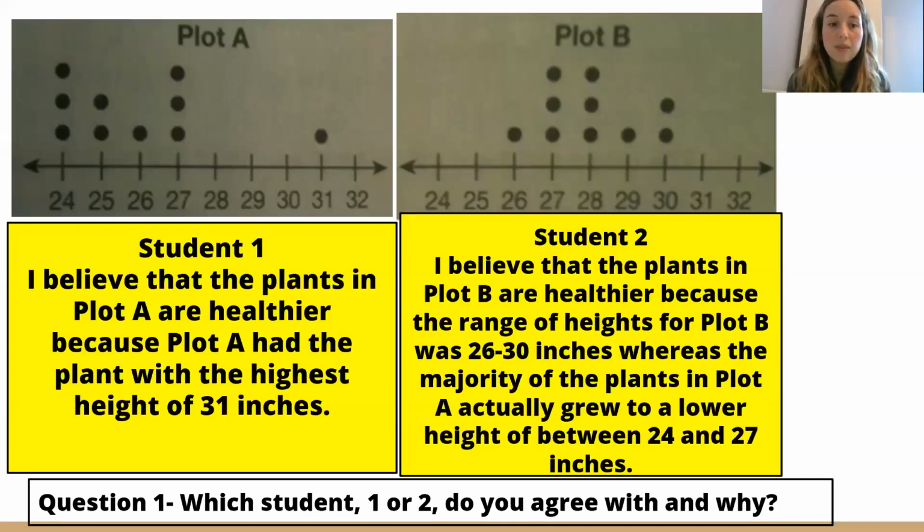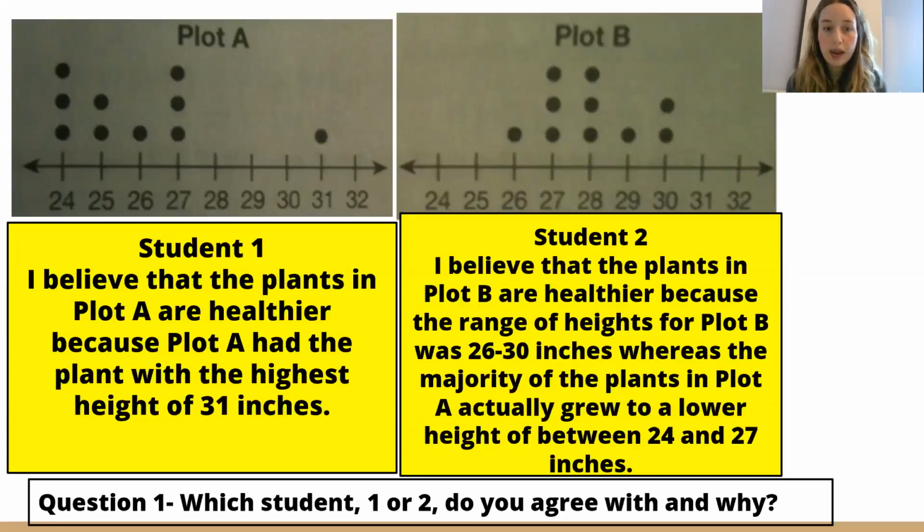Student 1 says, I believe the plants in plot A are healthier because plot A had the plant with the highest height of 31 inches. Student 2 says, I believe that the plants in plot B are healthier because the range of heights for plot B was 26 to 30 inches, whereas the majority of plants in plot A actually grew to a lower height of between 24 and 27 inches.